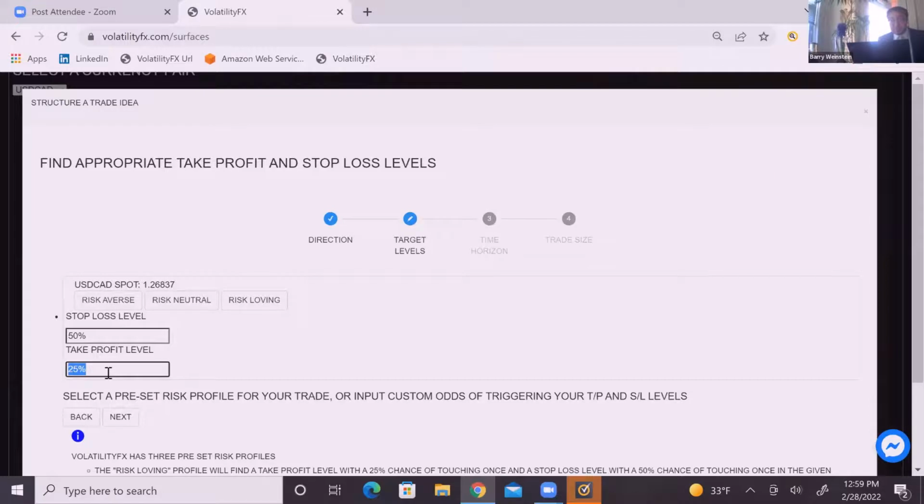But what this will do is it will mean that your take-profit level has almost a 1/2 probability of stopping out. So you'll stop out 2 times for every time you take profit. But when you take profit, you're going to make almost double of what you would make stopping out. So it's just different risk profiles that you can manipulate and experiment with.